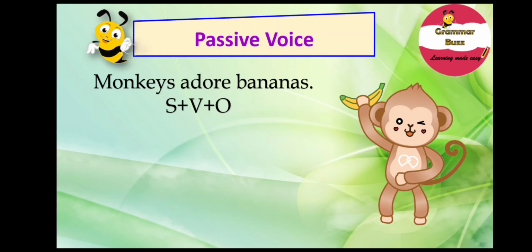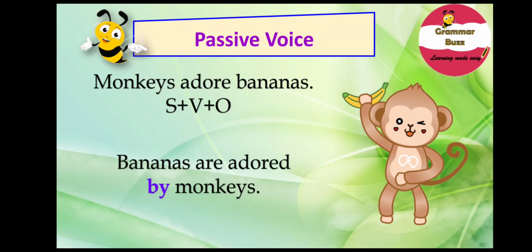Now note this sentence. Bananas are adored by monkeys. In this sentence, the object bananas takes the place of the subject monkeys. The verb are adored is followed by the preposition by and then the subject monkeys. Now, if we ask what are adored, we get the answer bananas. And who adores the bananas? It is the monkeys.